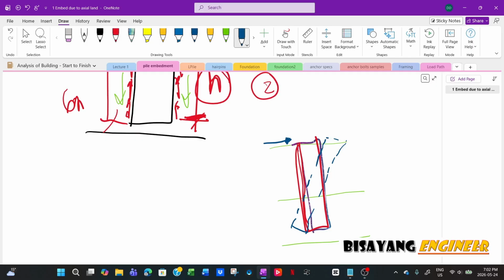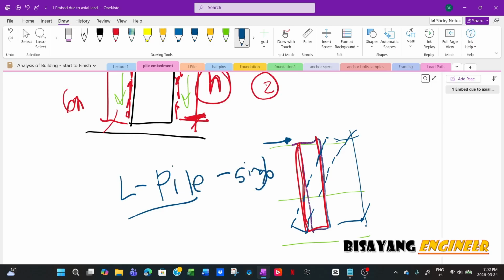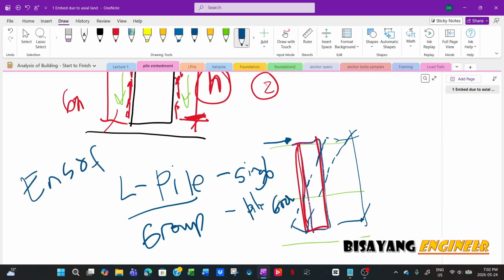Now, to do this analysis, there is a software called LPile. Now, LPile for single, and then group for, of course, pile group. And this is by Ensoft. So I started using this software in 2014 when I joined another company, and we were like a foundation design consultant. So I started using this one, and it's really easy to use. Just input all the values.